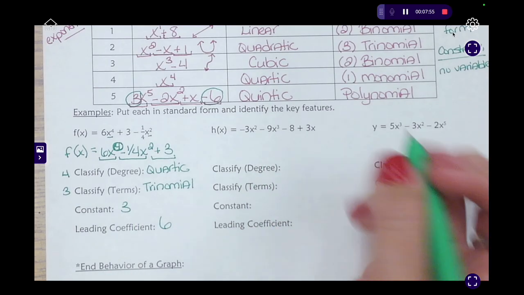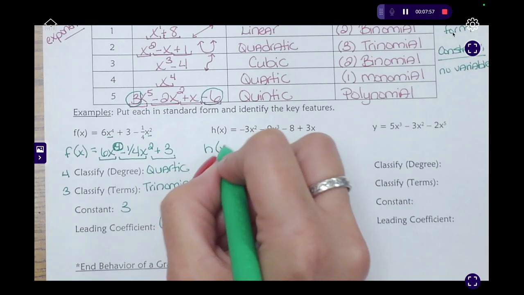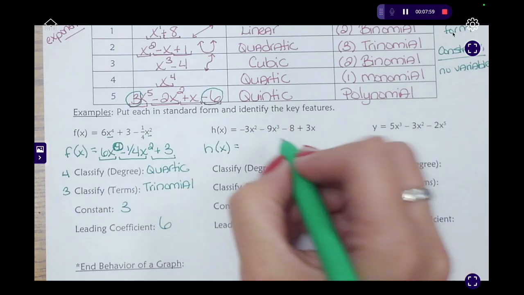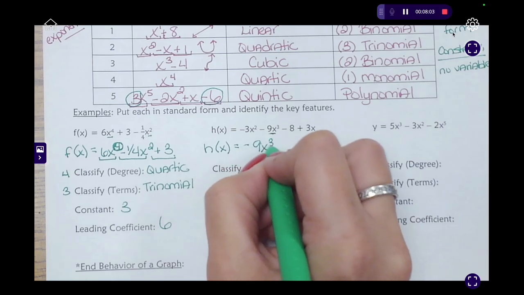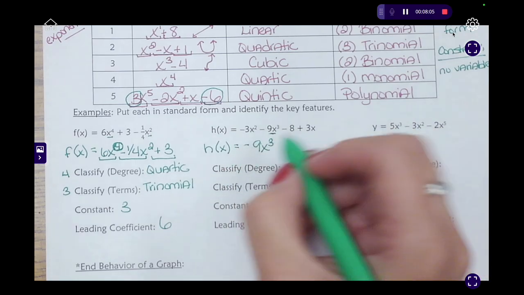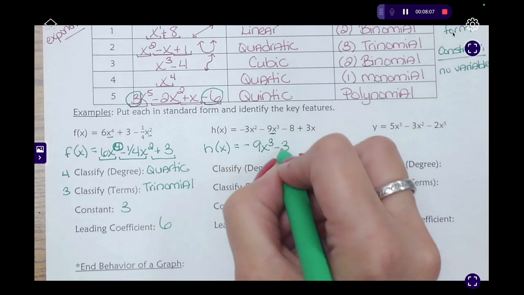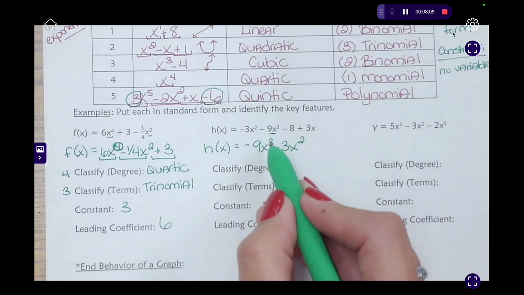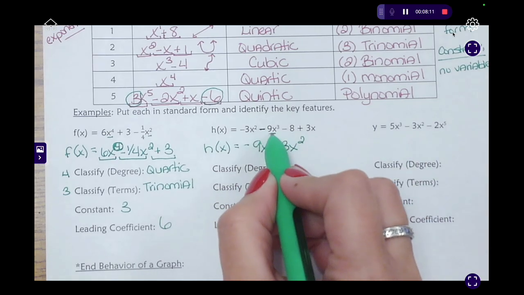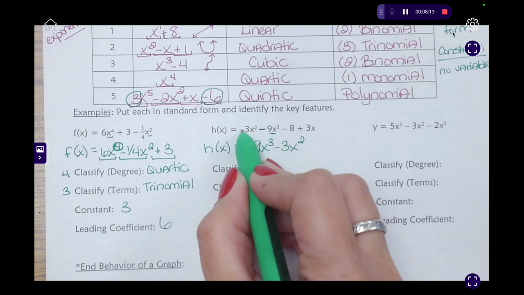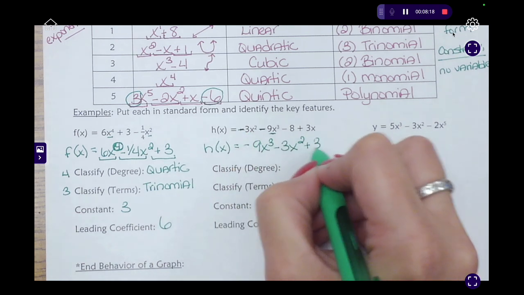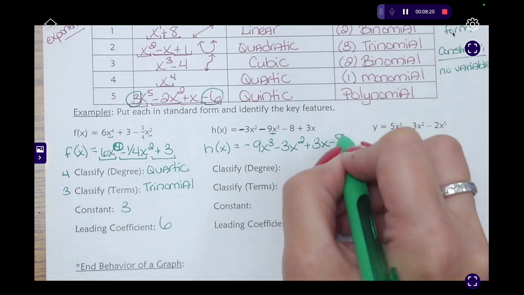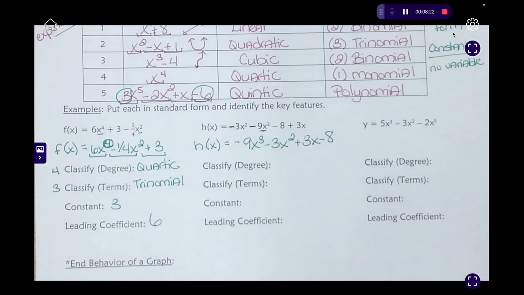Again, one of the most important parts is that I can put this in standard form. If I look at the next one, this is my largest exponent, so I'm going to put that one in the front. And then I'm going in descending order. Next would be the x squared. And notice I'm keeping my sign. This subtraction stays with the 9, so that is a -9. That negative stays with the 3, and then I have a +3x. And then I have that -8. So that would be my standard form.